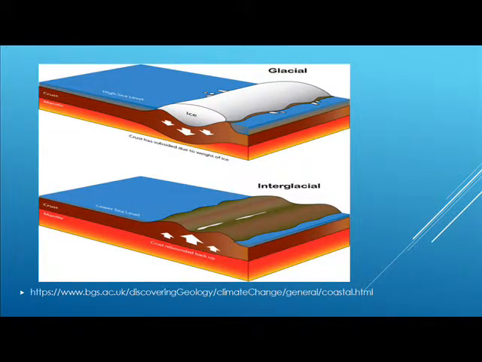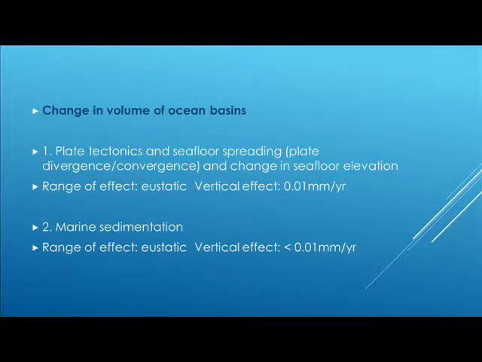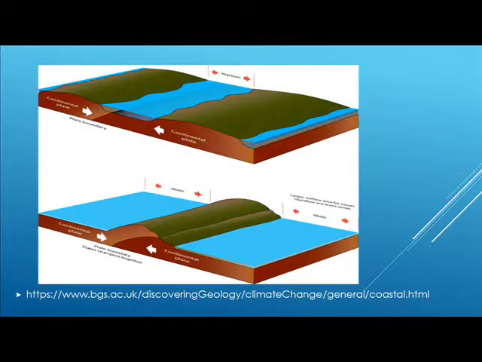We can see from this picture that between the glacial and the interglacial, the total volume of sea water changes along with the sea level. And the change in the volume of ocean basins also plays a part. Plate tectonics and seafloor spreading, and marine sedimentation, though these effects are small, are global. And this picture just shows what we have said before.